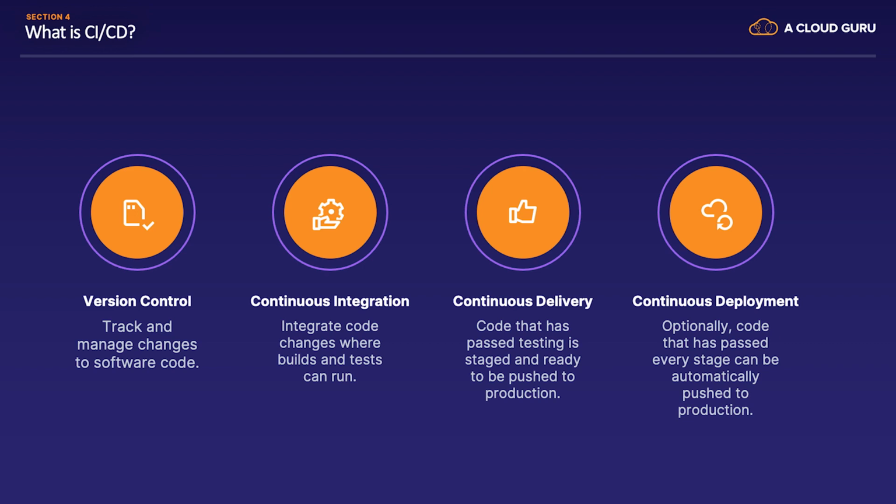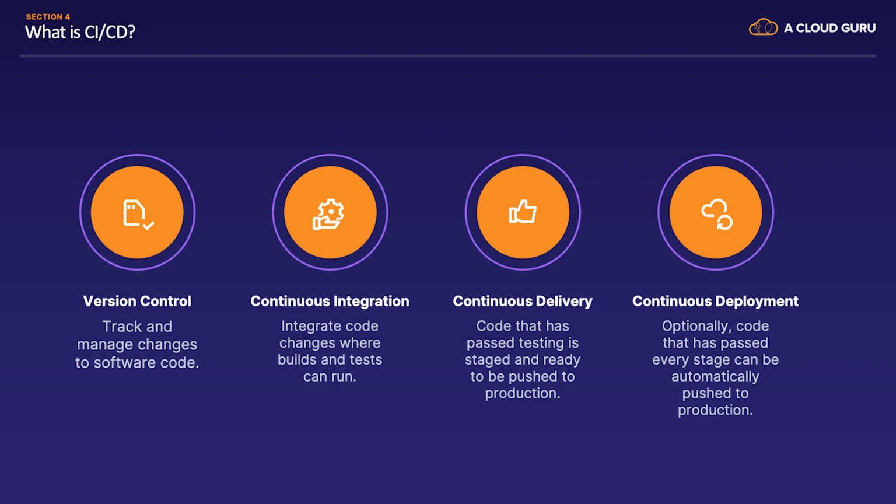Then there's continuous integration. Once our code is in version control, it'll go through a series of tests to validate the code. Then I'll move on to continuous delivery. Once it's passed those tests, it's placed in an area that it's ready to be pushed to production. Usually people will have to manually go in and push the button that'll say, yes, push this change to production.